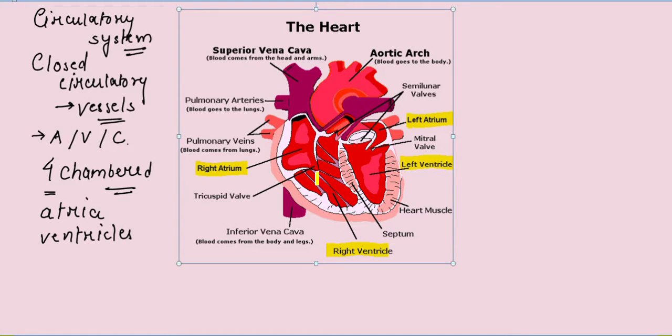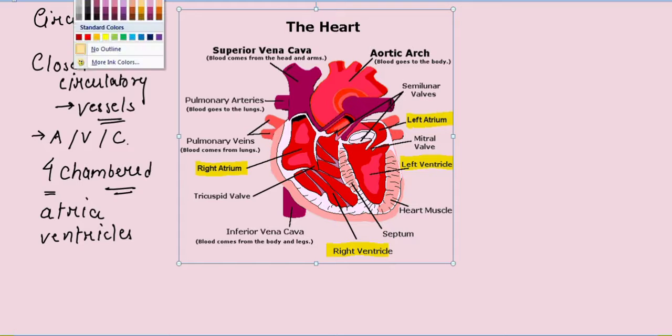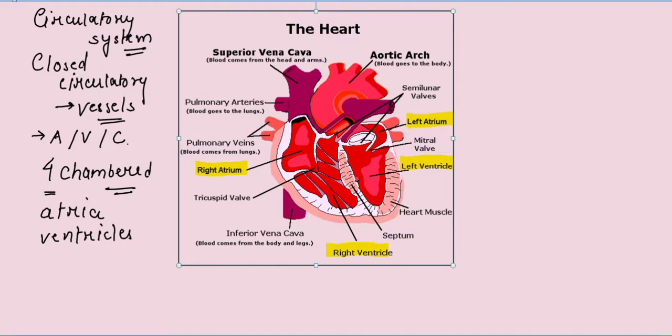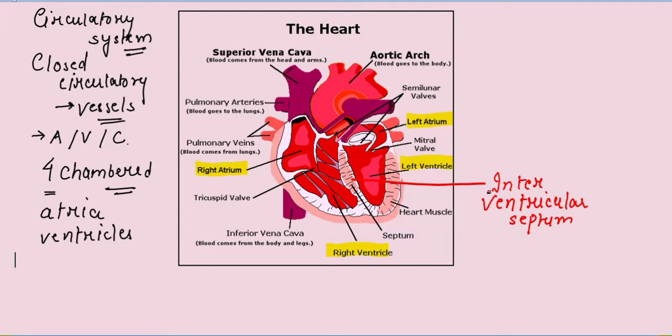Now एक partition होता है between the two ventricles. A muscular partition it is, right? And it is called interventricular septum. This is a partition which is present between the two ventricles, a muscular wall, and septum is used for the partition. So this is called interventricular septum.